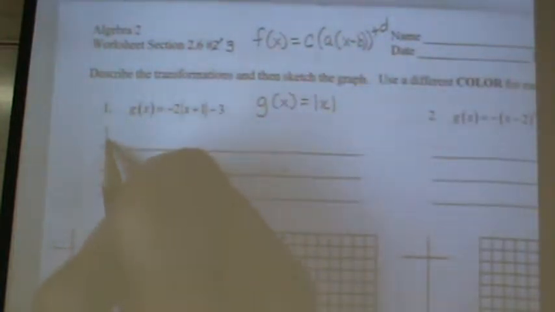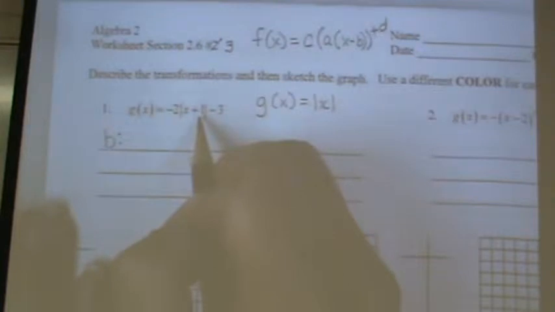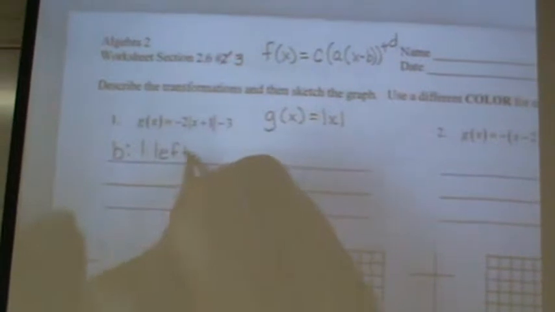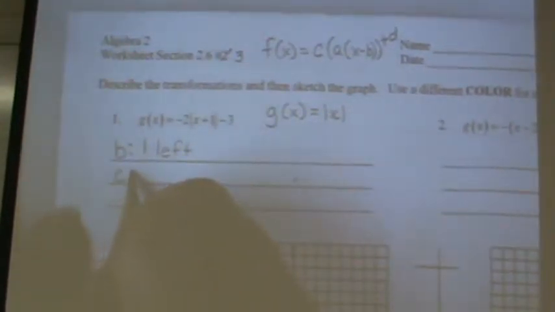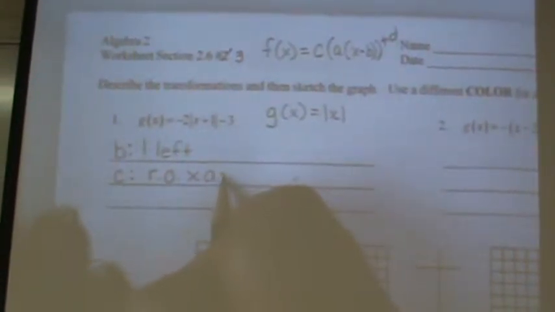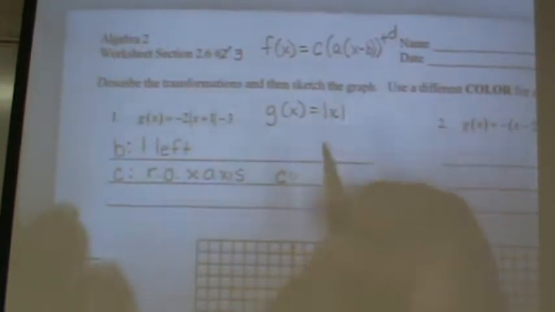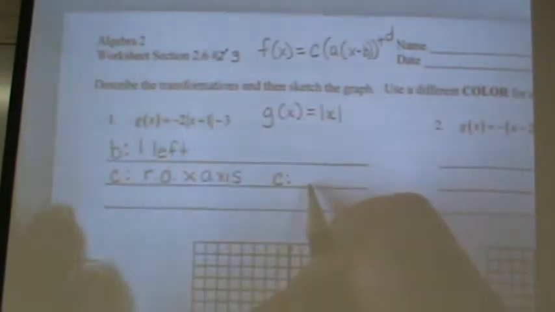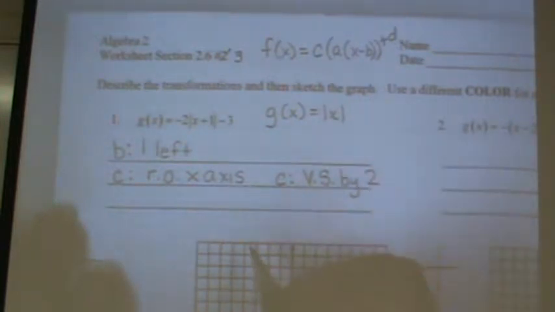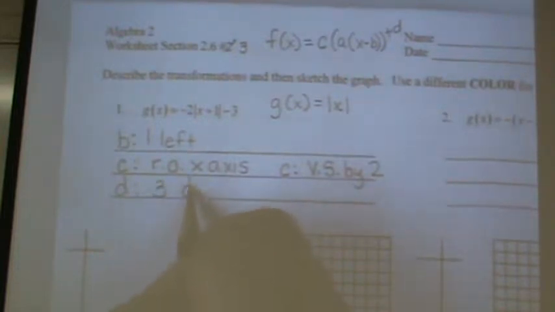So I'm going to write B. I'm going to do the B value first. What are we doing here? We are shifting the graph horizontally what? Left 1. 1 unit left. What's the next thing we do? What's the C value? Reflection over the x-axis. And there's another C value. What's the other C thing we're doing? Vertical stretch by 2. And what's D? Down 3.